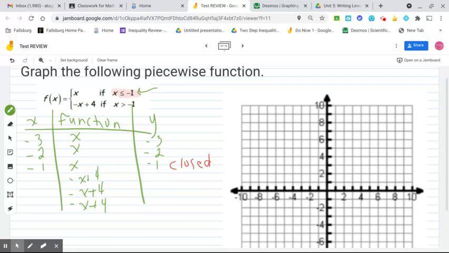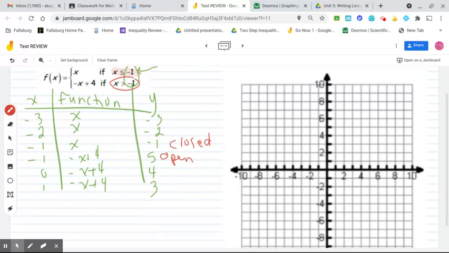So when x is greater than or equal to -1, I'm going to start with a -1. Always start. This number here is going to show up twice in our x values. So I'm going to do -1, 0, and 1. If I plug in -1, -1 squared gives me +1, plus 4 is 5. Then I plug in 0, 0 plus 4 is 4. And then 1 plus 4 is 5. But remember this point, when I have greater than or less than, that means I'm going to have an open circle.